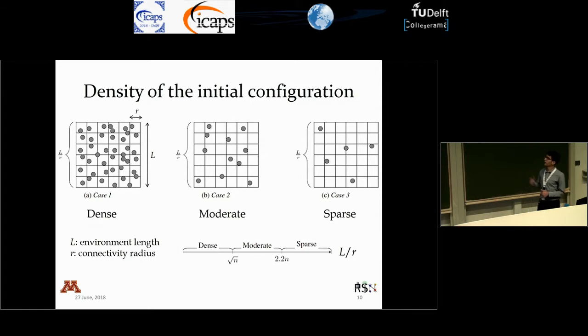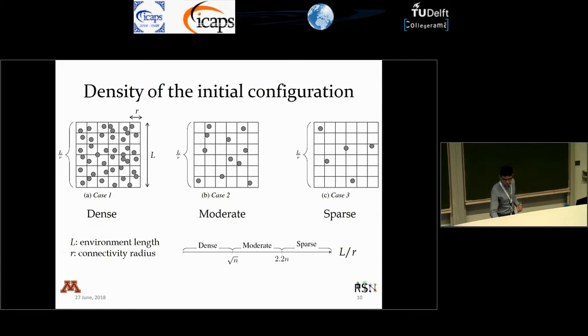So we have the L by R ratio, and we can compare it against various functions of n to decide the density level of the configuration. For example, if it's smaller than root n, then the configuration is dense, and if it's larger than some constant times n, then the configuration is sparse.